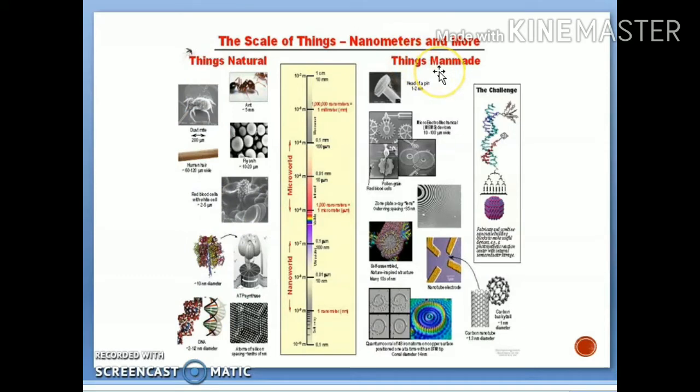If we consider man-made things, the head of a pin is 1 to 2 millimeters. Going down to microelectronic materials and different nanostructures, as we saw earlier, the carbon buckyball has a 1 nanometer diameter. That is how we can distinguish the scale of things that are naturally derived and those made by man.